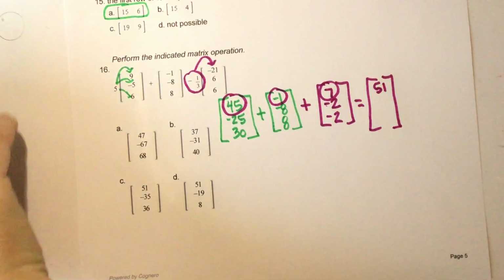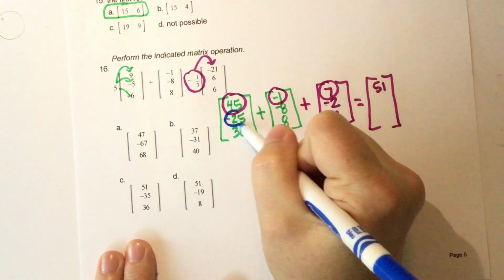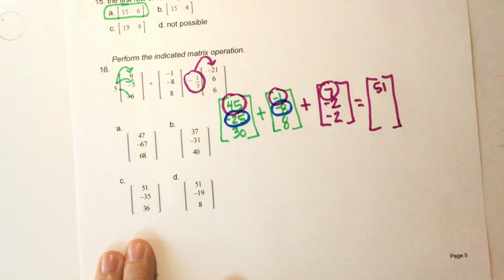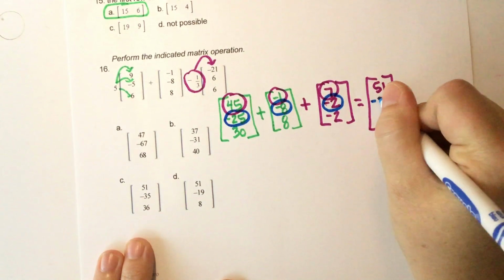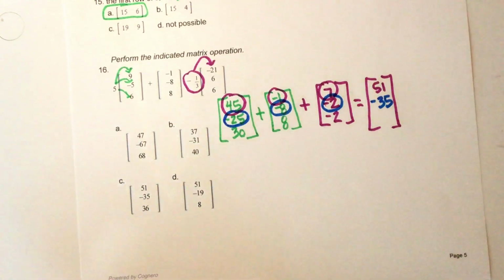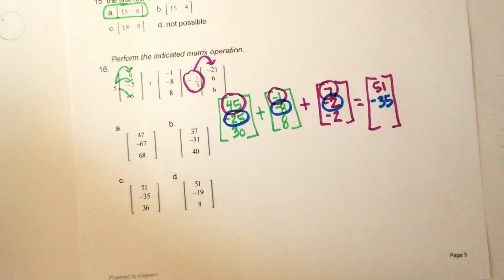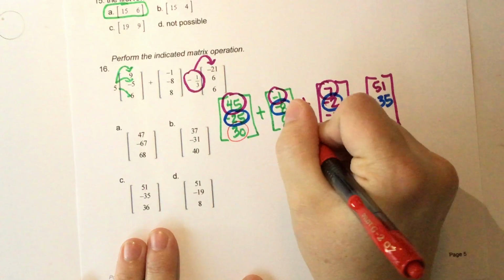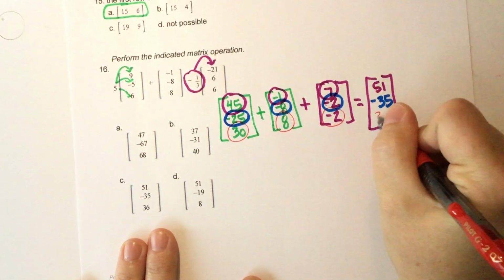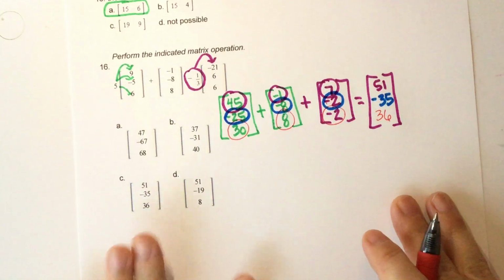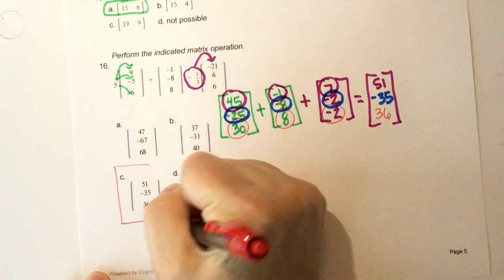And then I'm going to add the second row. Negative 25 plus negative 8 is negative 33, plus a negative 2 is a negative 35. And then the last row, I'm adding 30 plus 8, which is 38, plus a negative 2, which is 36. And that puts me at answer choice C.